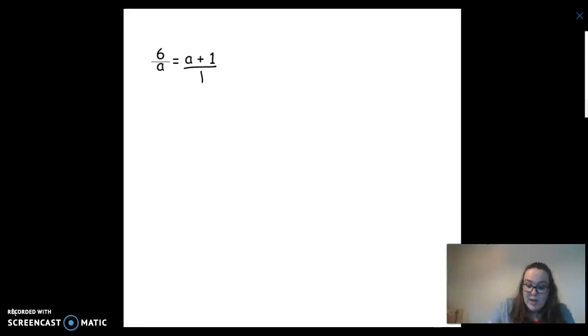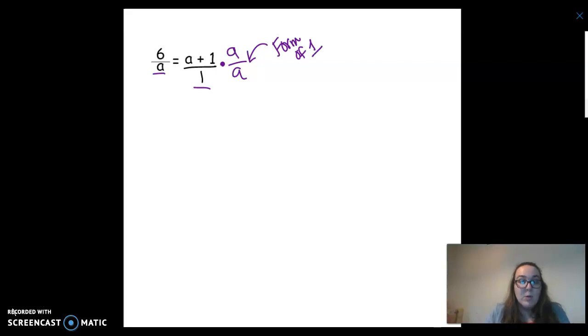So how am I going to get them to be a common denominator here? No different than when we added and subtracted fractions. This here is a, this here is 1. Oh, well, I can multiply this side by a over a. Now, because this a over a is a form of 1, we don't have to multiply both sides of the equation, because multiplying by 1 is the exact same thing. We're just changing the look and not the meaning.